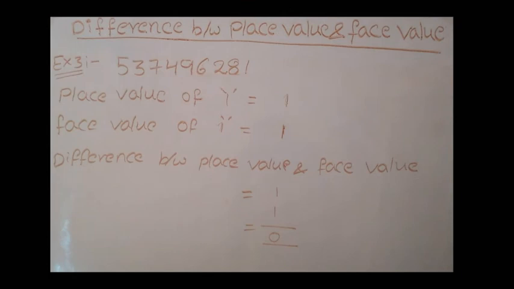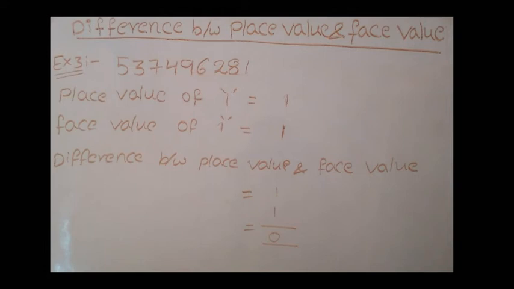That is the difference between place value and face value of 5. Let us take one more example. That is 537496281. In this example, you have to find the difference between place value and face value of 1. Here the place value of 1 is 1 because 1 is in units place. That means 1 into 1 equal to 1. Hence place value of 1 is 1.